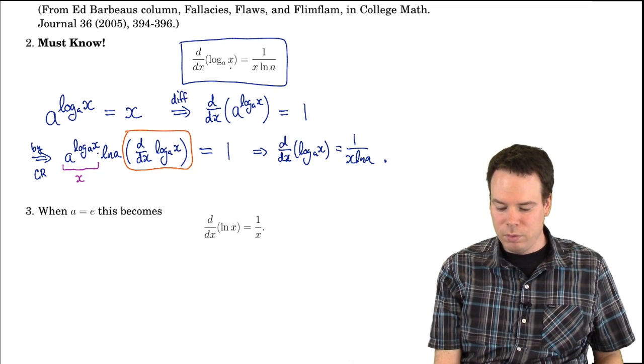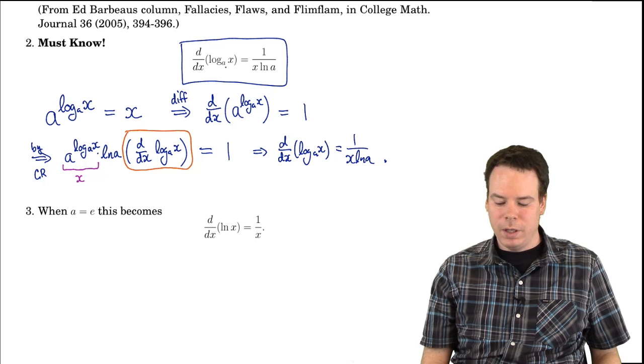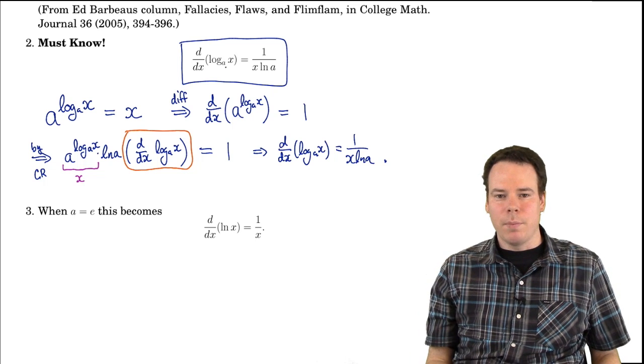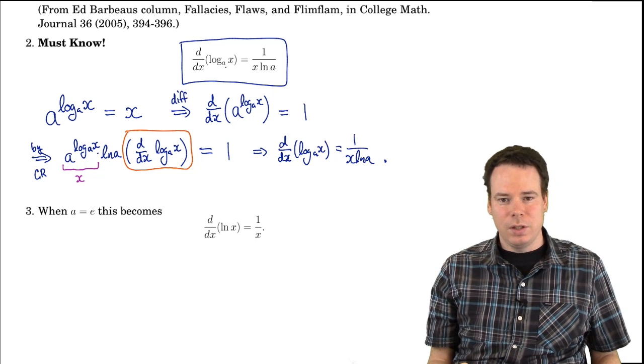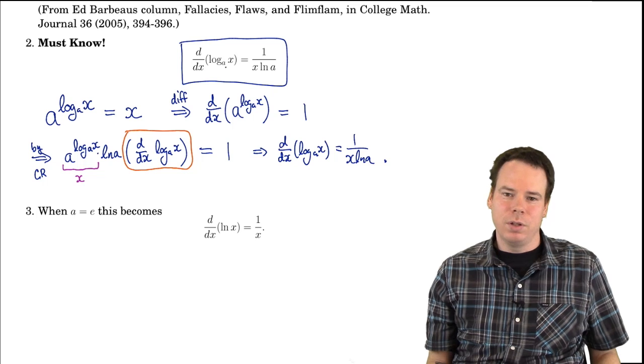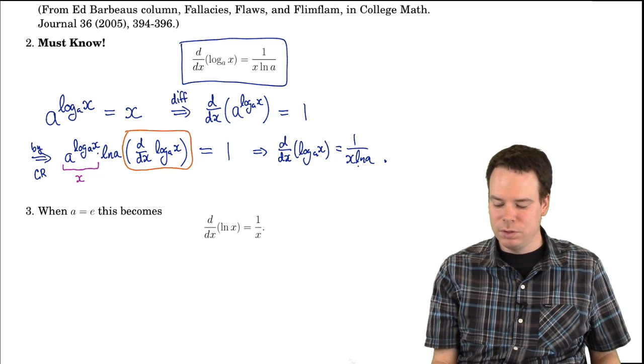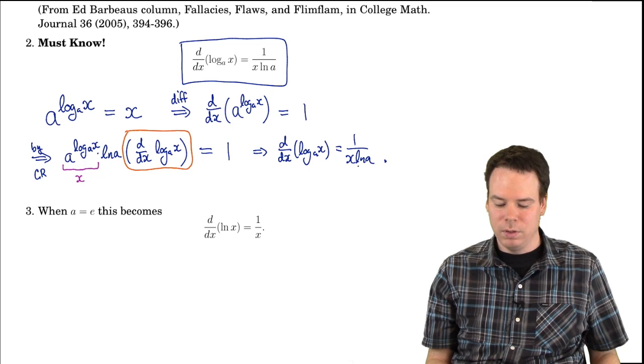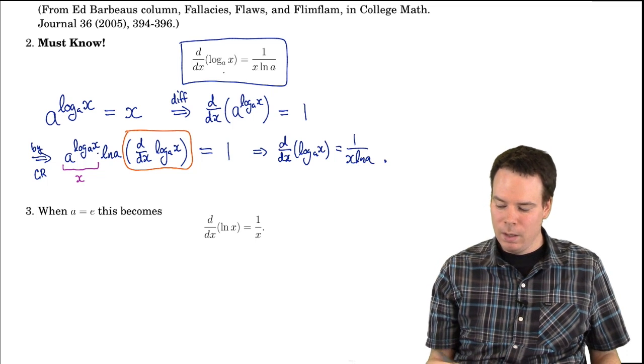So we found the derivative of the logarithm of base a by using the composition of the logarithm and the exponential, the chain rule, and the fact that we know the derivative of the exponential function. All of our previous knowledge came together to give us this new derivative of the logarithm.